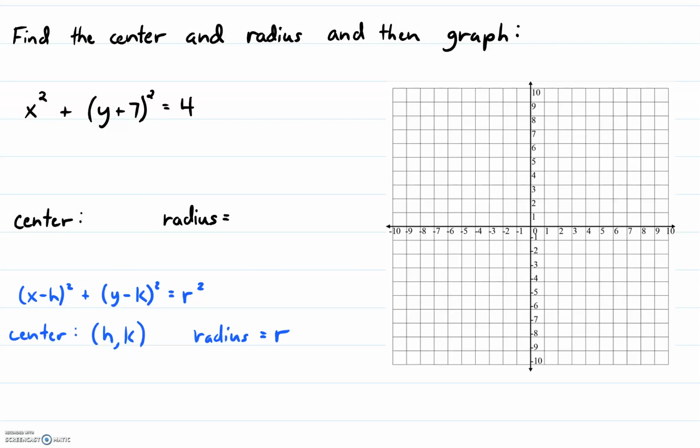In this video, we're going to find the center and radius of the circle that's given by the equation x squared plus (y plus 7) squared equals 4. After we find those two pieces of information, we're going to use them to then sketch the graph on the coordinate plane you see on the right-hand side of your screen.